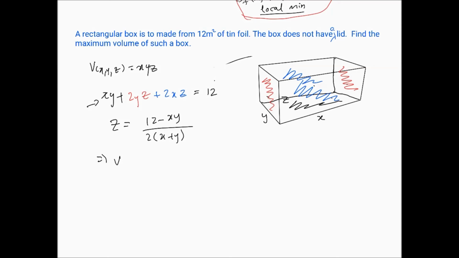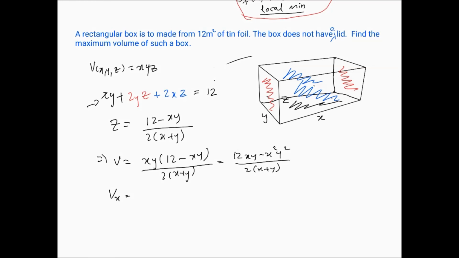Now, this implies that v, once you substitute it in there, is going to be xy into (12 minus xy) all over 2 into (x plus y). Now, let's start by calculating our vx and our vy. So for vx, let's just open this up and write it as (12xy minus x squared y squared) over 2 into (x plus y). It just makes things a little bit clearer.